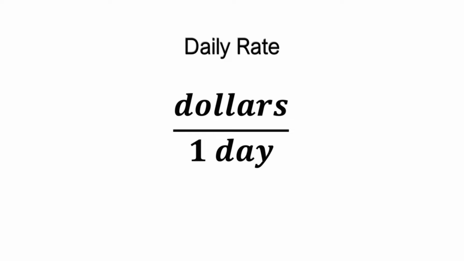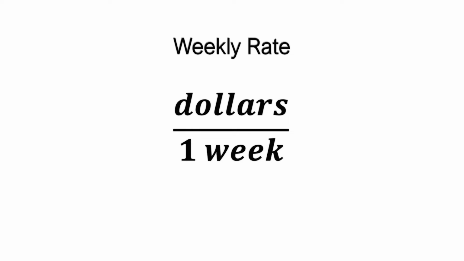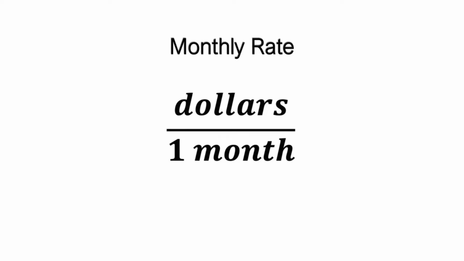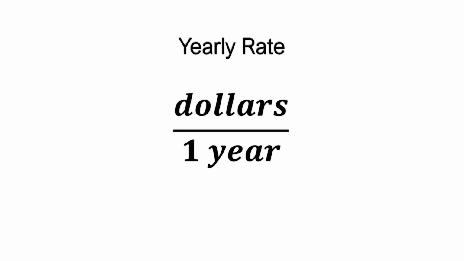My next stop on my map is daily rate. I will express it as dollars over 1 day. We move from daily rate to weekly rate, and I write it as dollars over 1 week. And we have monthly rate. That's dollars over 1 month. And finally, yearly rate, dollars over 1 year.